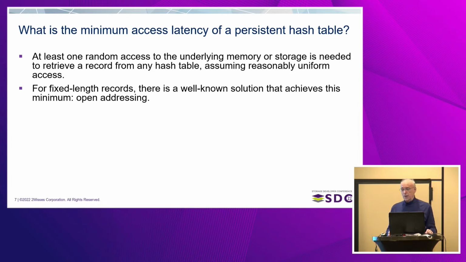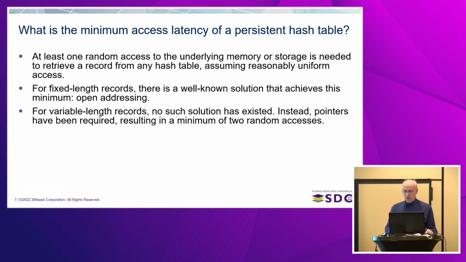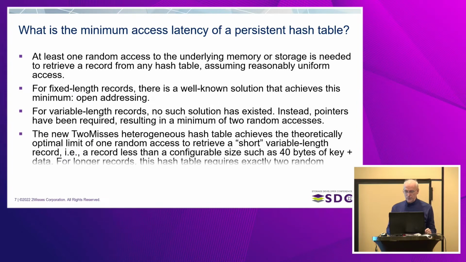For fixed length records, the open addressing that I described before achieves this minimum because you can go to close to the place in the table where the record will be stored. But for variable length records, no such solution has existed in the past. Instead, you had to have a pointer resulting in a minimum of 2 random accesses, one to go into the table to look where the pointer is, and then you follow the pointer to the actual storage.